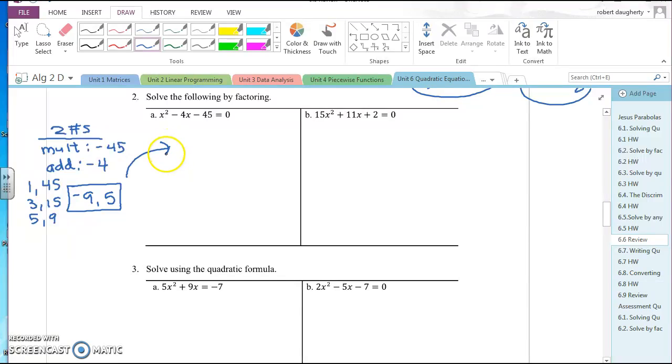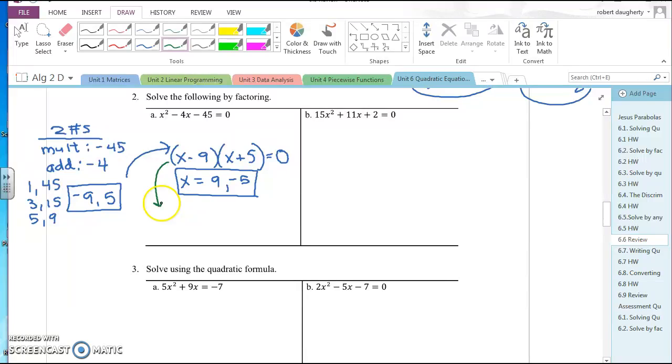So that means that my factorization is x minus 9 times x plus 5 equals 0. That means that x is equal to 9 or negative 5. I can check this answer when I FOIL these things right here. If I were to FOIL that, I would get x squared minus 9x plus 5x minus 45, or x squared minus 4x minus 45. So that is the correct factorization and solution.